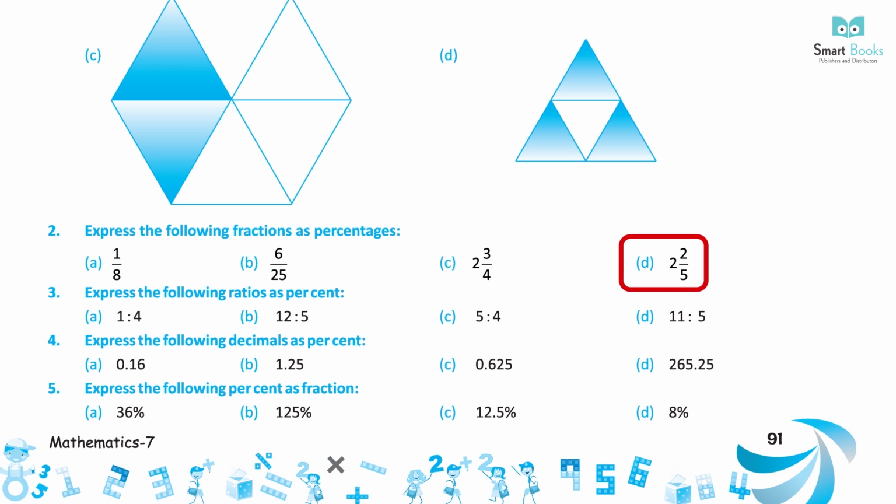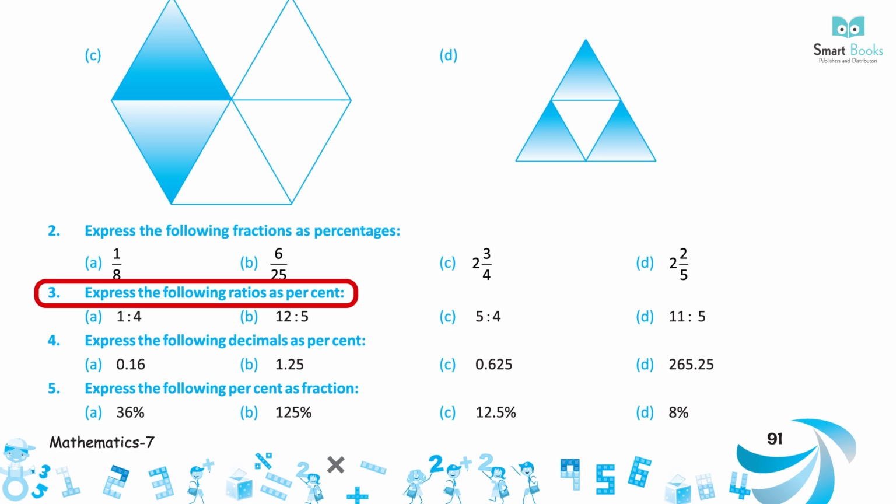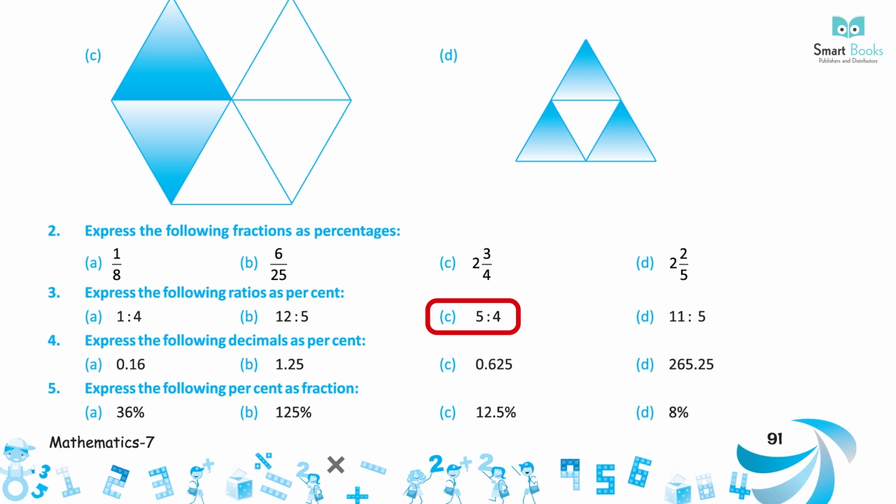Solution. 240%. Question 3. Express the following ratio as percent. A. 1:4. Solution. 25%. B. 12:5. Solution. 340%. C. 5:4. Solution. 125%. D. 11:5. Solution.